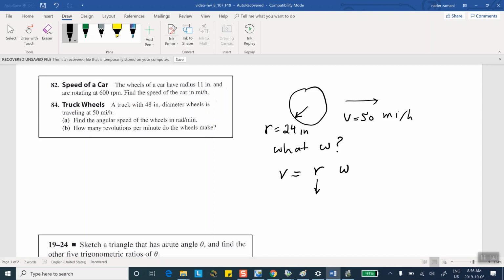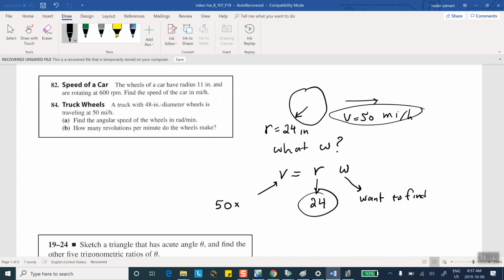So if we put, for example, for this 24 inches, omega must be, that's just the thing we want to find. Now, here, this is the speed. It says 50 miles per hour. So, since I'm using the inches here, I have to convert this into inch per hour. So for example, 50 times.